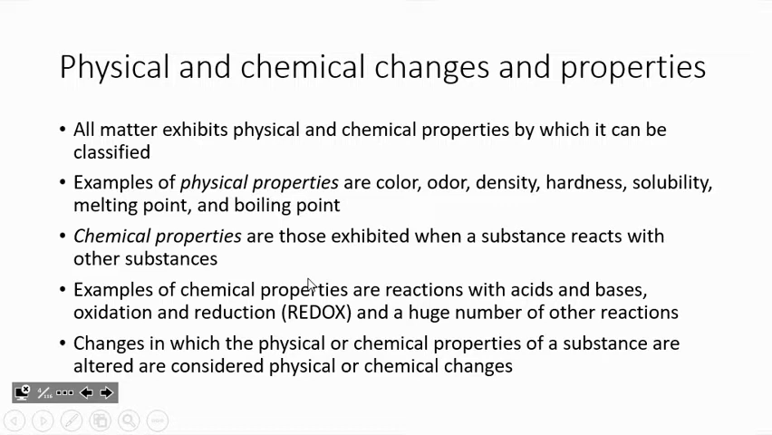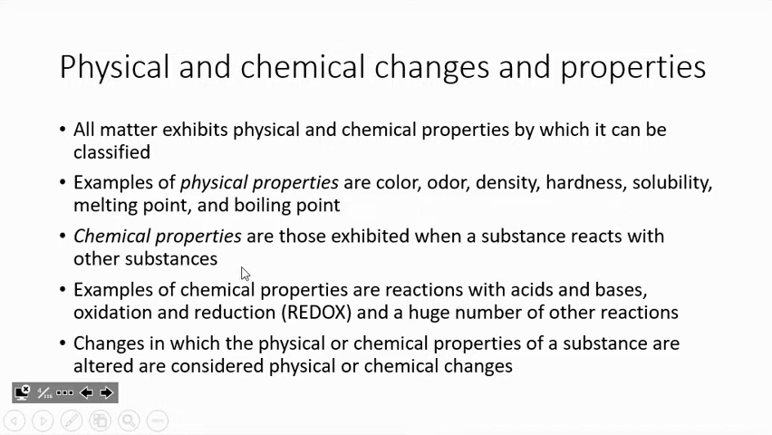So difference between a physical and a chemical change. Chemical changes do change the identity of the substance. Physical changes do not. So physical properties: color, odor, density, hardness, solubility, melting point, boiling point, all of those are evidence of physical properties. Chemical properties are exhibited by substances when they react with other substances.